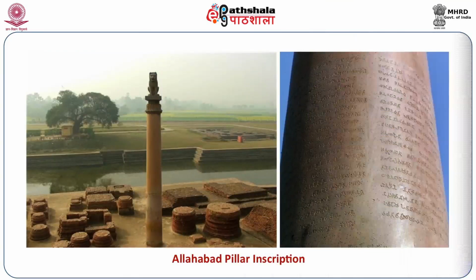So a pillar has at least four components. One is the shaft, that is the longer part of the monolithic structure. Then there is the inverted bell capital, and above the bell capital there is the abacus, square abacus, and above the square abacus there is the animal motif. And in this particular pillar the animal motif is a lion motif, and this is the original location where the Allahabad pillar inscription of Samudragupta was located, and it was in Kausambi.